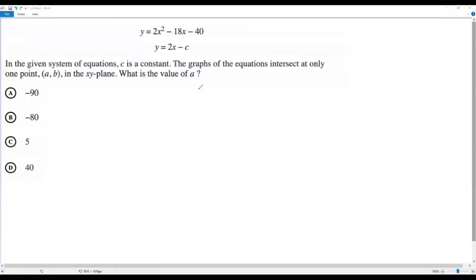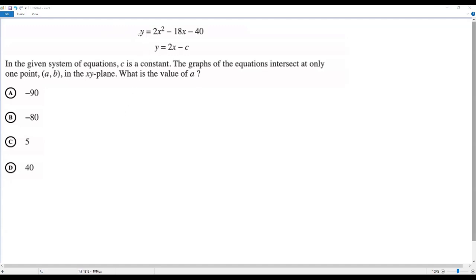Here we have a SAT math question. Okay, let's go to the information. y equals 2x squared minus 18x minus 40. y equals 2x minus c. In the given system of equations, c is a constant. The graphs of the equations intersect at only one point, (a, b), in the xy-plane. What is the value of a?